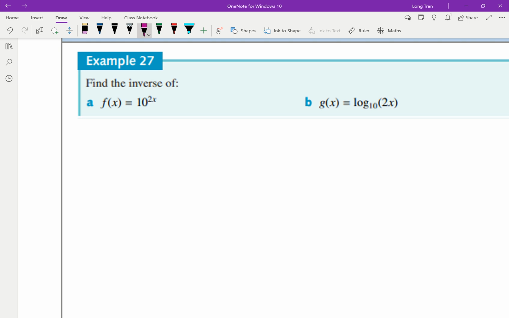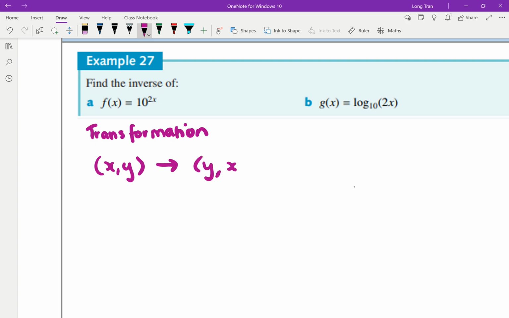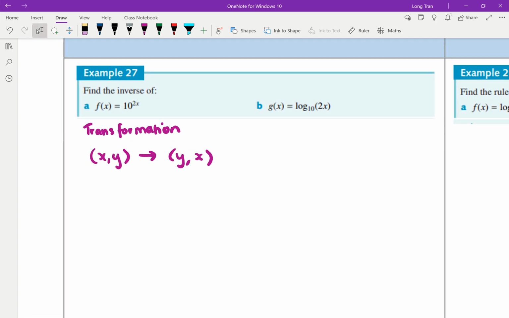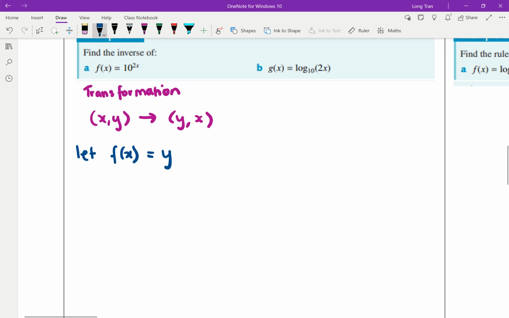So here is the transformation that we're going to be working with. What type of transformation? We are going from x, y coordinates to y, x. So we follow that format. Then we let f of x equal y, so we've got y equal to 10 to the power of 2x.